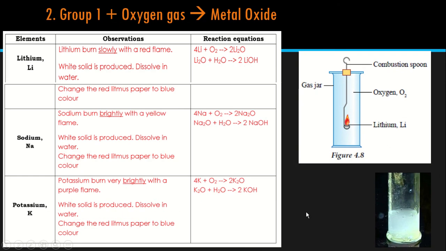Lagi faham. Okay. So, in order to differentiate the reactivity, kita akan react sodium and potassium. Jadi, you tengoklah dia punya differentiate. So, kalau sodium, dia akan burn brightly. Yang ni slowly kan. With a yellow flame. Tadi red. Red ni kurang panas. Bila yellow, kuning dia lagi panas. Menunjukkan dia lagi reaktif.